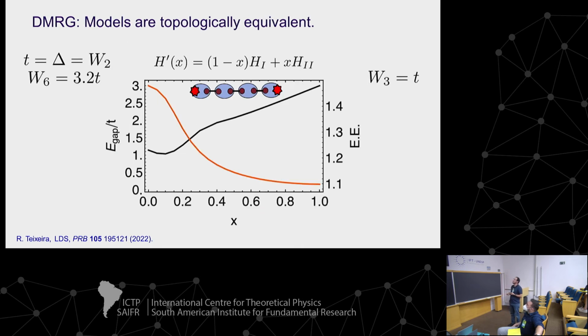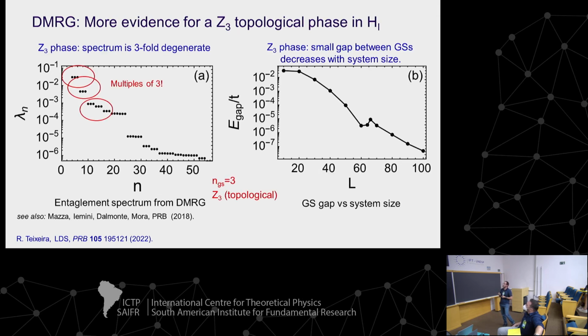And we showed that if you interpolate these two models adiabatically, you go from one ground state to the other without closing the gap. So that's a good sign that the transition is topological. And there are several other signatures, say from the entanglement spectrum in the DMRG. The ground state degeneracy is always 3, so it's always in the topological phase where we want it to be.